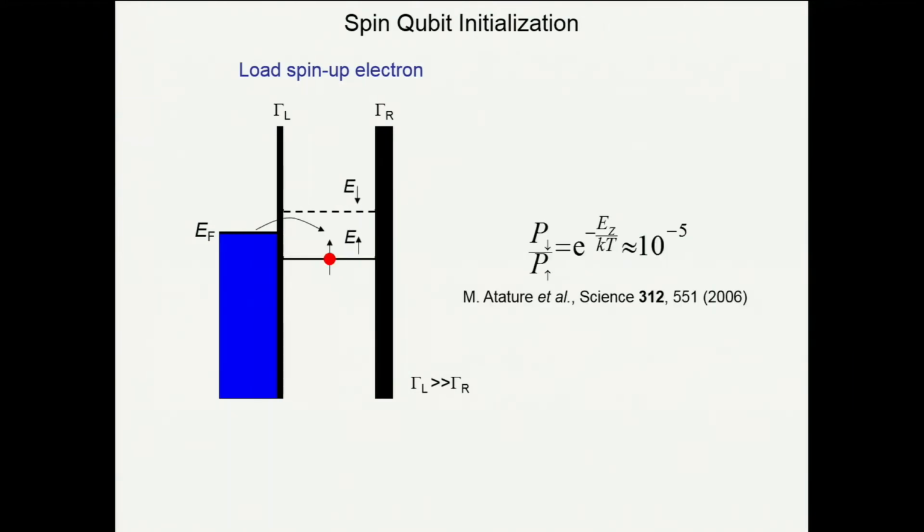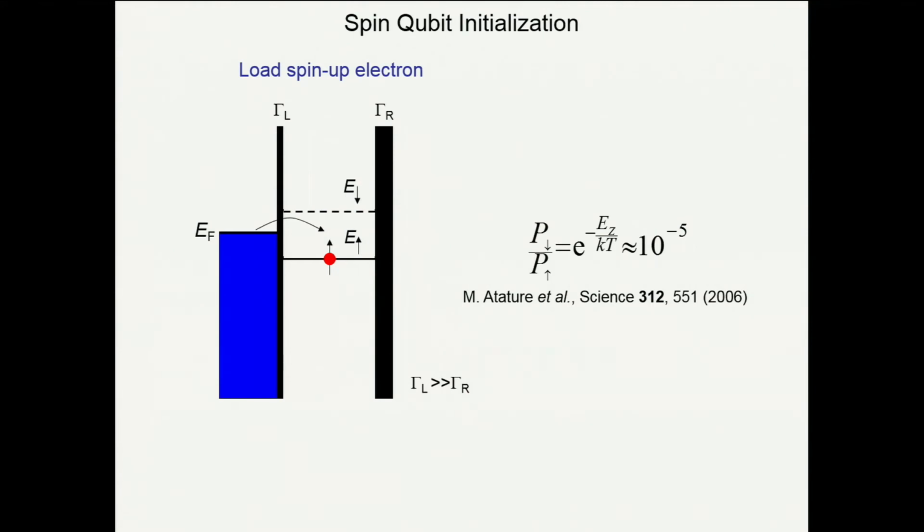And we're going to do it carefully, so that the energy of the spin-up electron is below the Fermi level of the lead, but the energy of the spin-down electron is above the Fermi level of the lead. And if we're at low temperatures, then I can only load an electron into the spin-up state. Okay, so this is how you initialize spin.